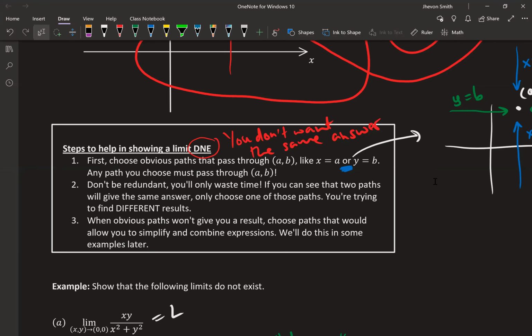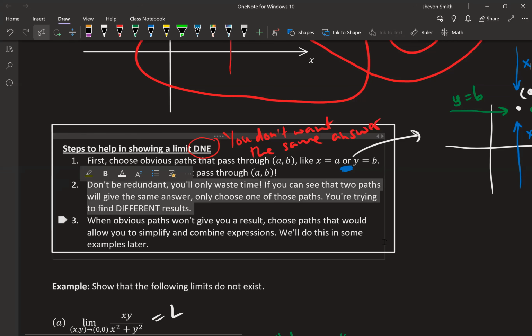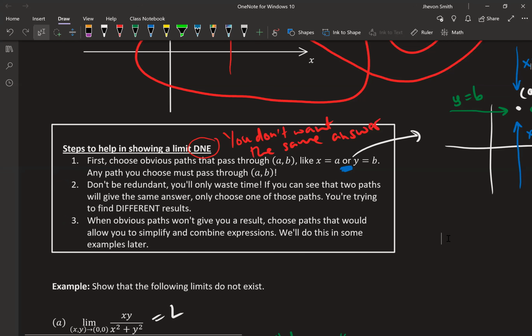There are going to be times where you have a limit and you're not sure whether or not it exists. In such a scenario, the best approach is to first try to show that it does not exist, because that's going to be easier in general, but you don't want to waste a lot of time on it. So you want to be very efficient with the paths that you choose. By following this three-step method, you can choose very efficient paths, and it should give you a very good idea of whether or not the limit does not exist within 2 tries.